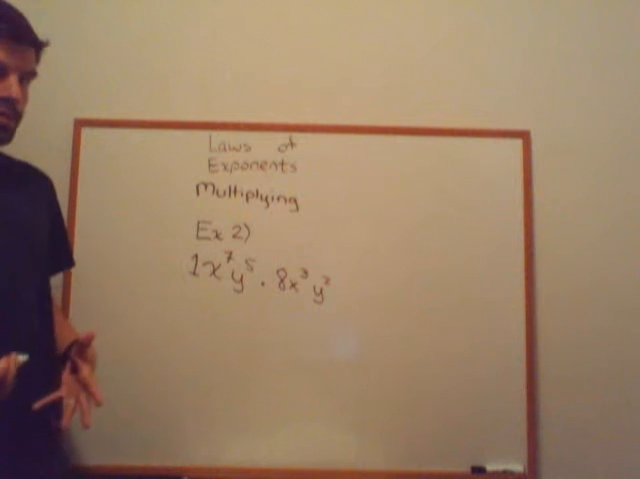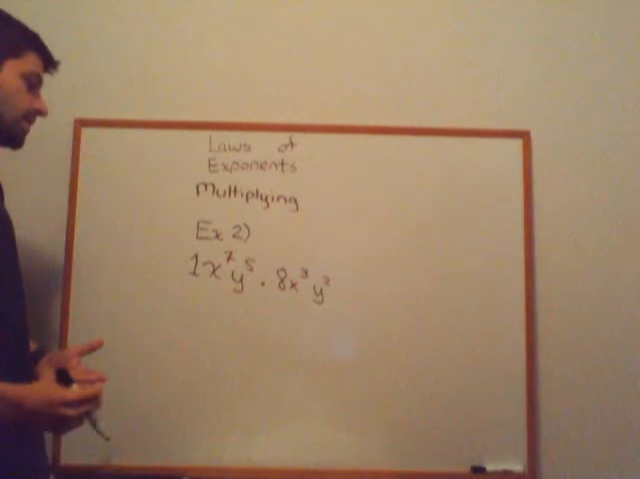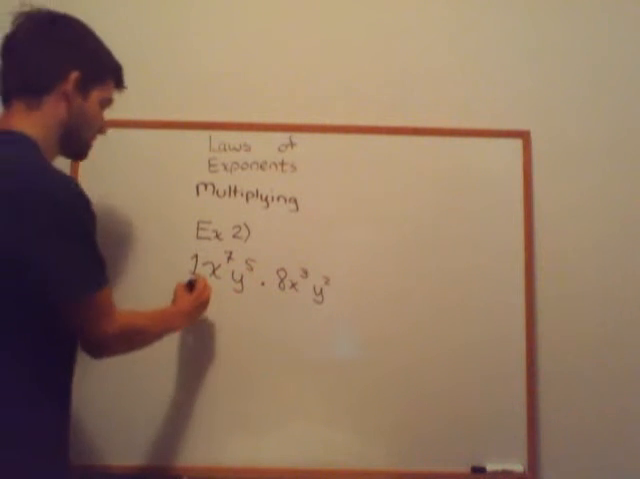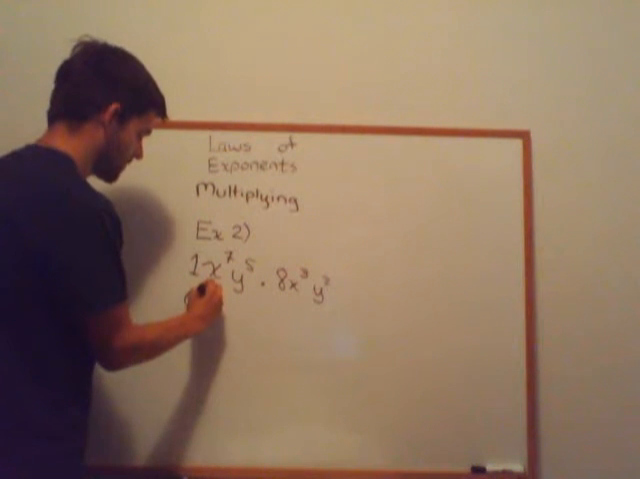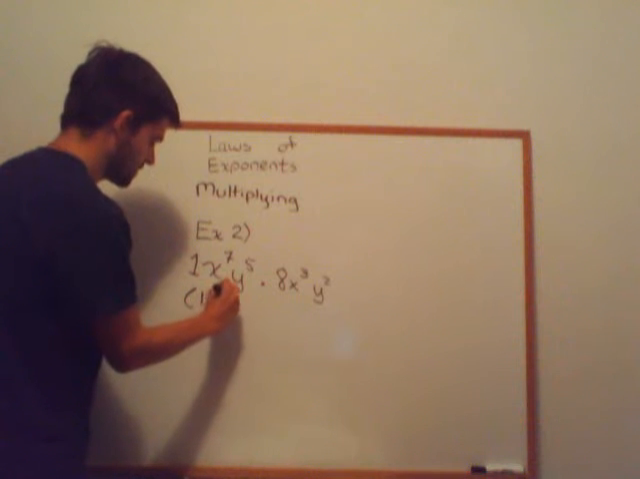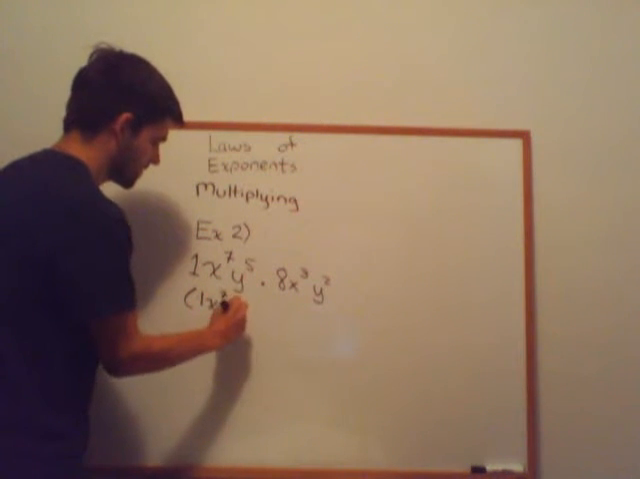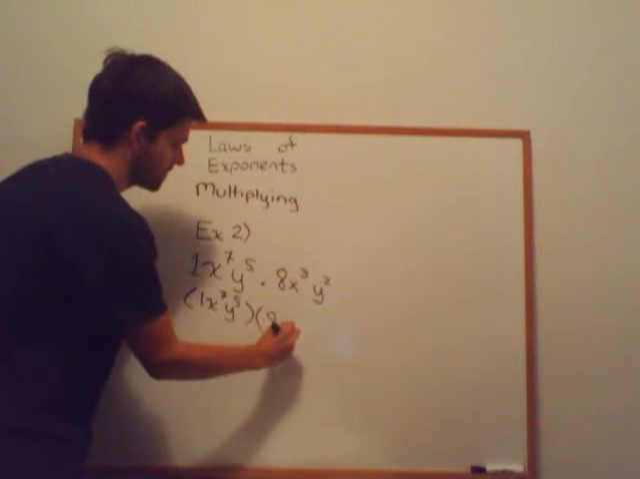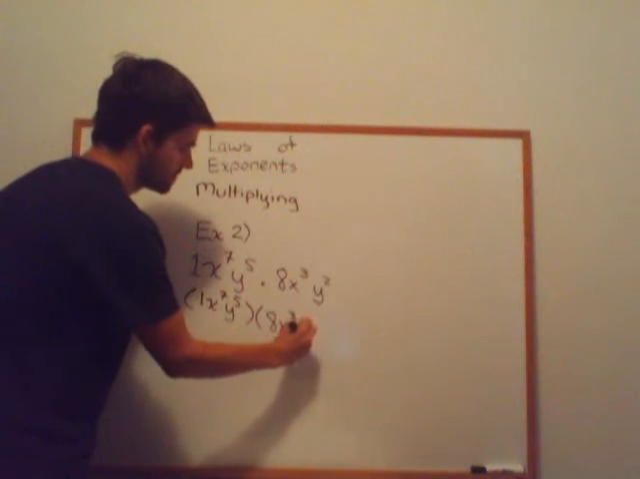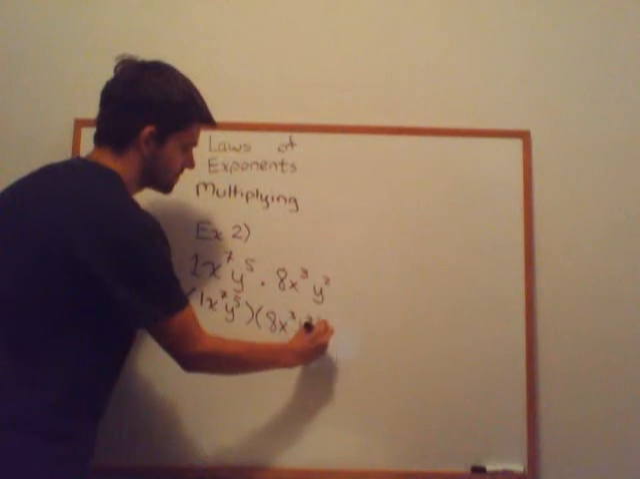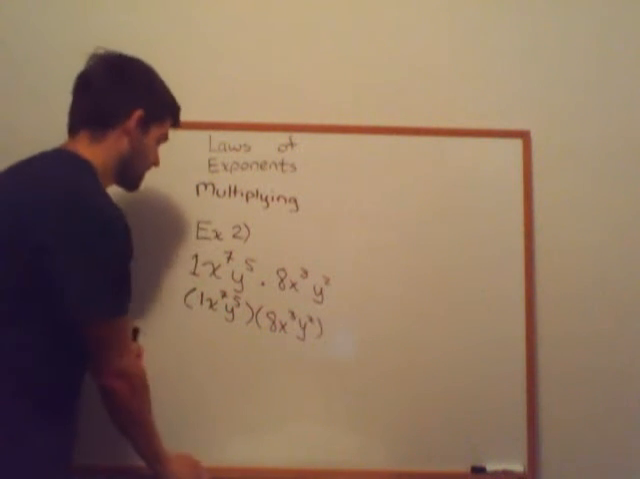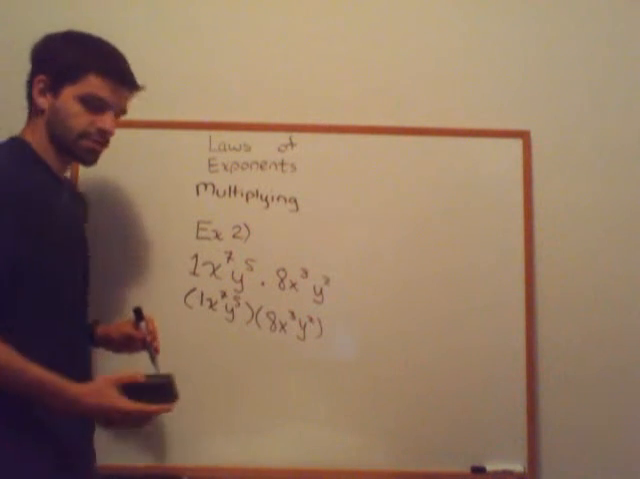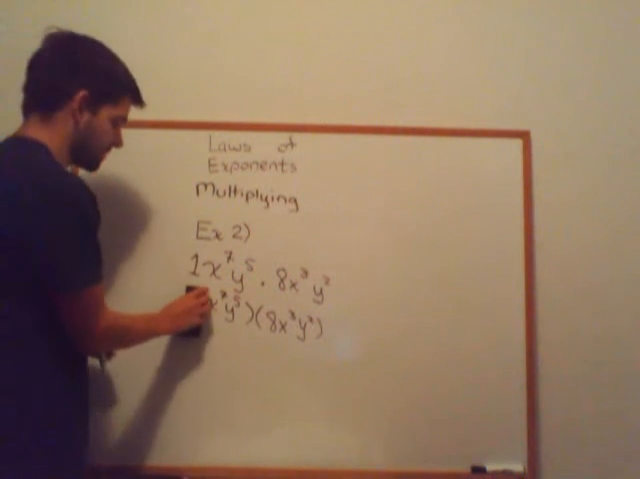Again, multiplication can be displayed in multiple ways. Sometimes it will be a dot or a star. Sometimes they'll be right next to each other by parentheses. So another way to display multiplication is like this. Okay. But for now, we're going to just stick with the top notation, but just to show you, it can be displayed by parentheses.